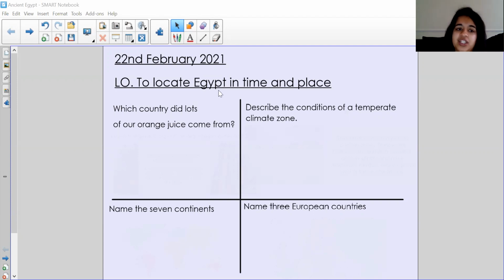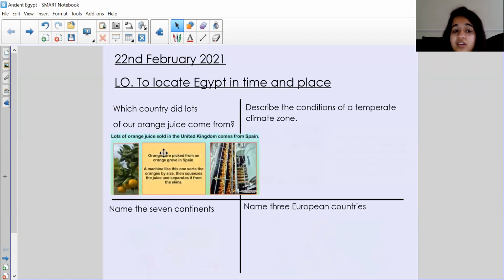It does not matter if you can't remember all of these, it's just here as a reminder. So the first question is, which country did lots of our orange juice come from? In geography, we talked about how we get food from lots of different places all around the world. Do you remember the country which orange juice came from? All right, I'm just going to reveal the answer. Lots of orange juice sold in the United Kingdom comes from Spain. So well done if you remembered that.